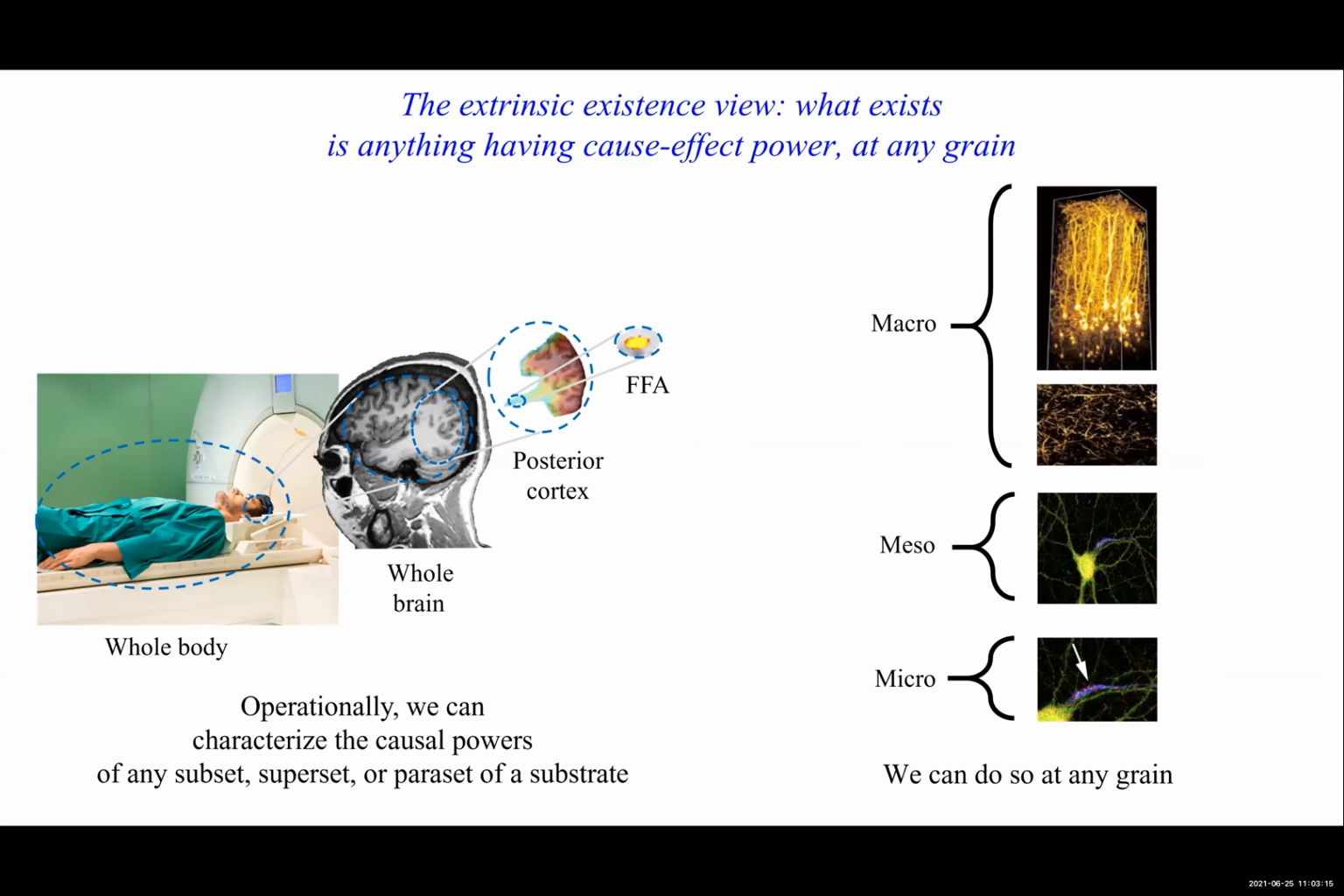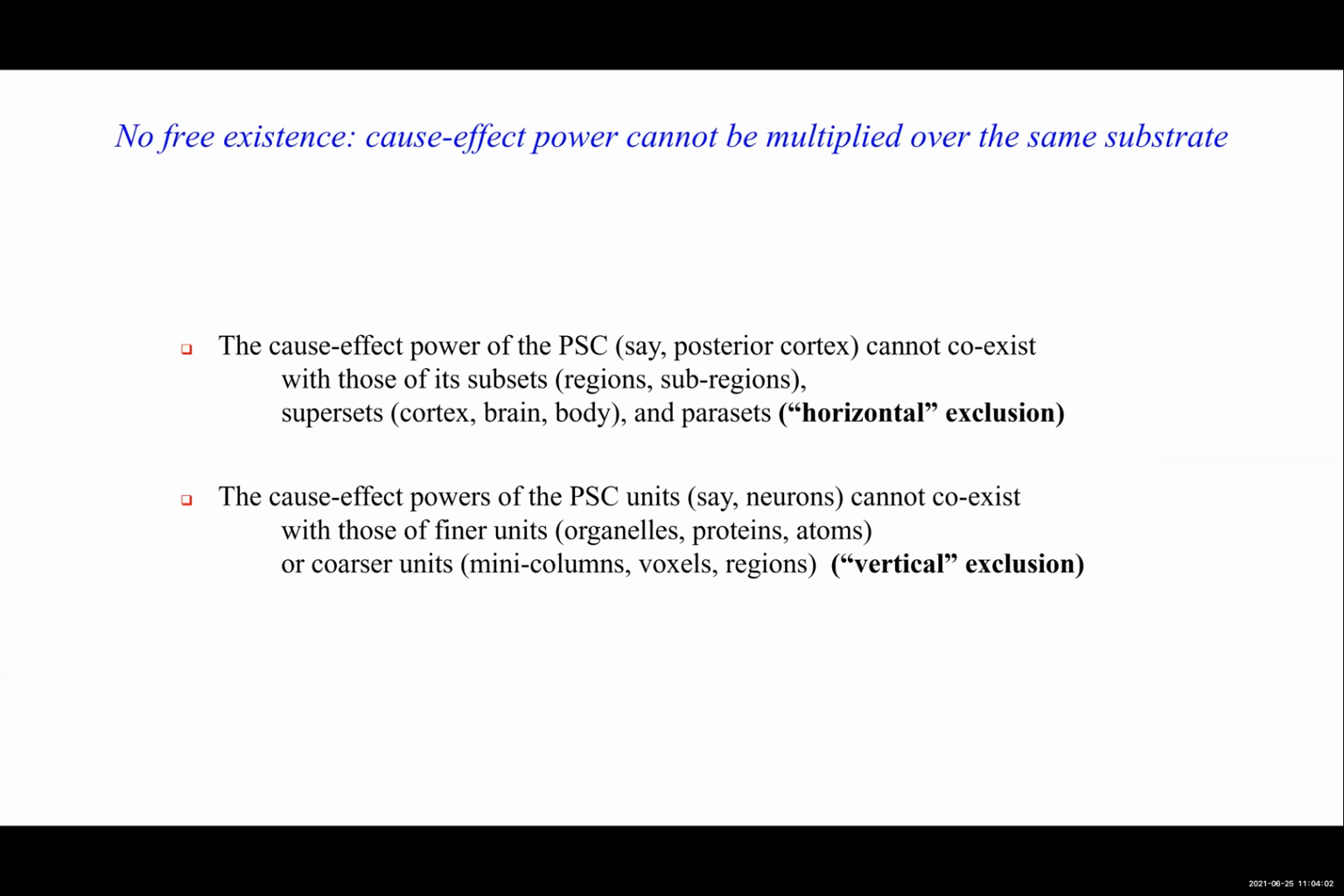Now, what we typically do, which is absolutely fine empirically, is we look at it extrinsically. We can analyze and study physically anything we want, any set, any superset, any subset, at any grain we want. We can study the body, we can study the brain, we can study parts of the brain like posterior cortex, we can study the fusiform face area within it. Anything we want, we can study operationally, physically, and find cause-effect power, of course. And we can do this at the level of neurons, channels, proteins, atoms, if you wish, or minicolumns. Anything is fair as long as you can show physical existence. But that's okay for explaining things, for accounting for things, and that's the domain, of course, of the special sciences. But it's not okay ontologically.